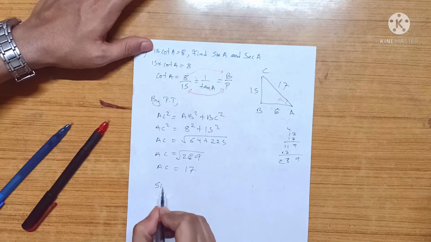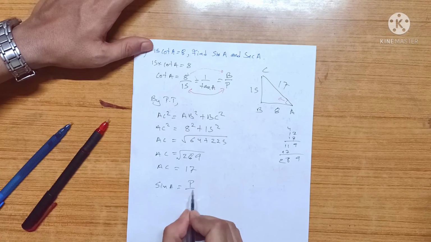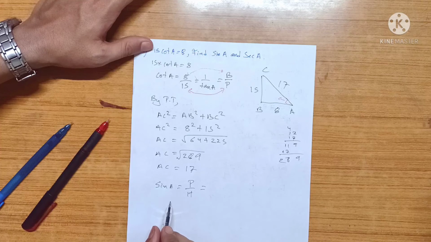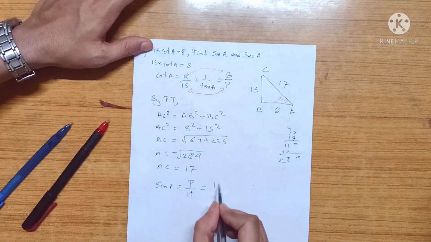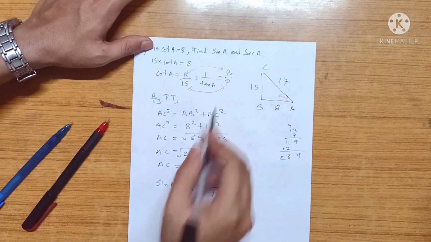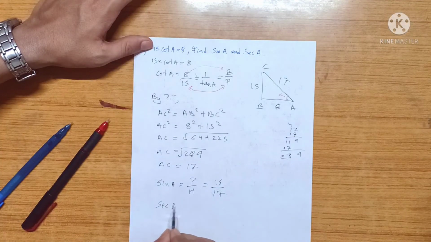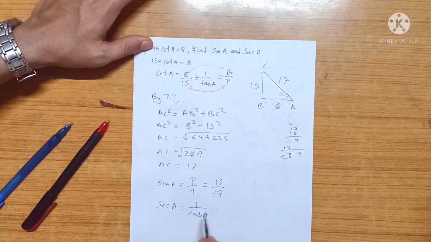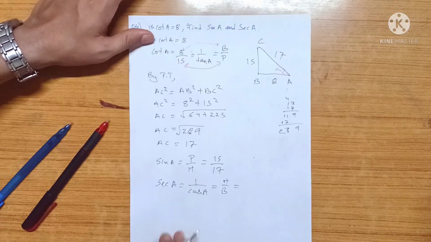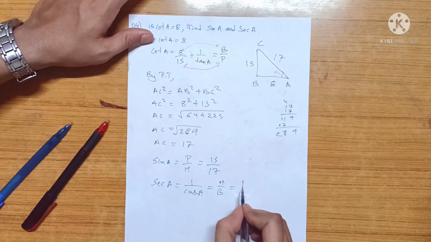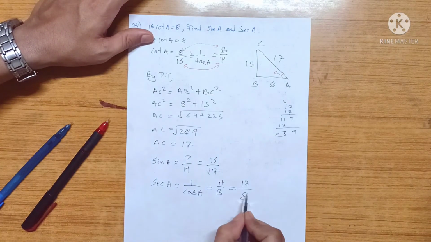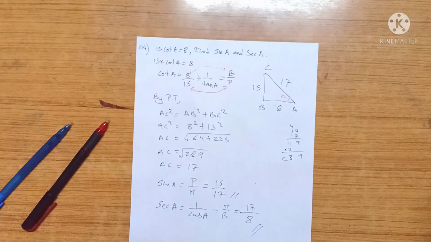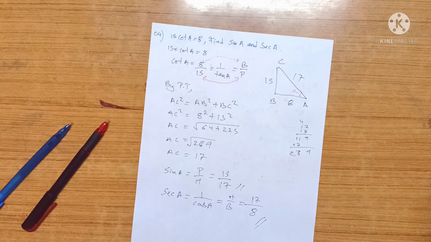We have to find sin A. So perpendicular is 15, hypotenuse is 17. And then we have to find sec A. Sec A is the opposite of what? Cos A, right? And cos is base by hypotenuse, so sec is the reciprocal of that. So hypotenuse first, and then base is 8. So that's it. That's question number 4.